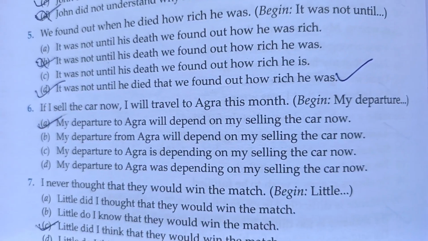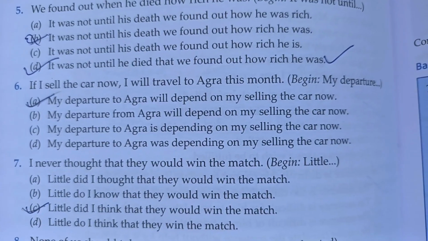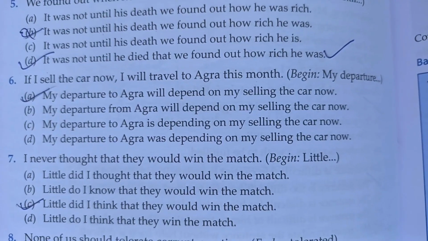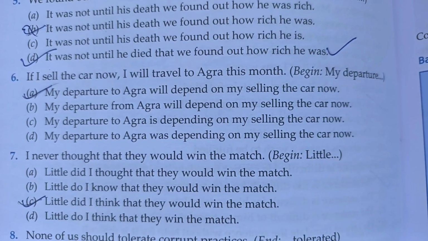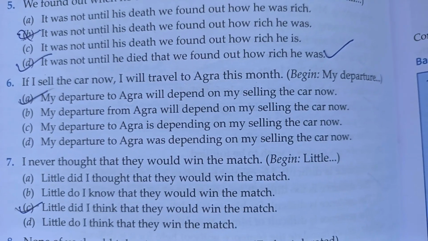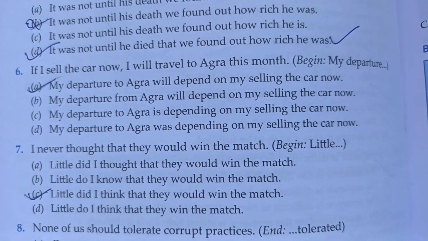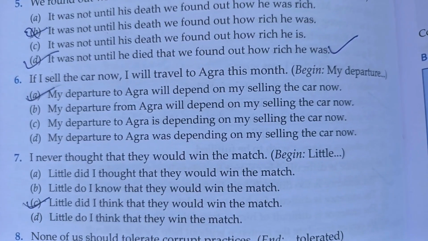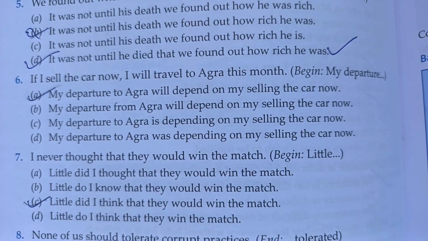Number 6, if I sell the car now, I will travel to Agra this month. So here you have to begin the sentence with my departure. So option A is correct. My departure to Agra will depend on my selling the car now.